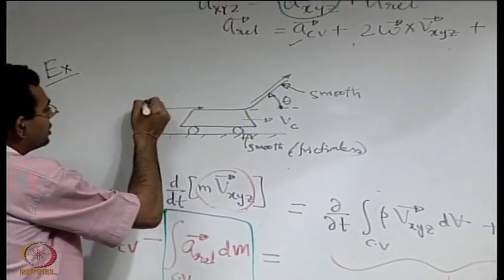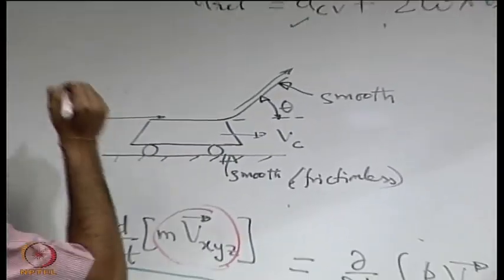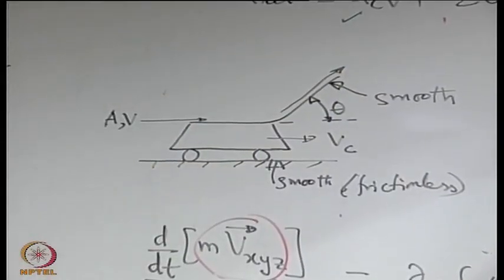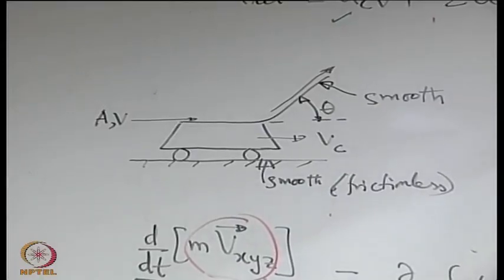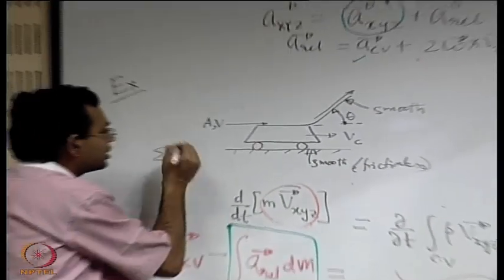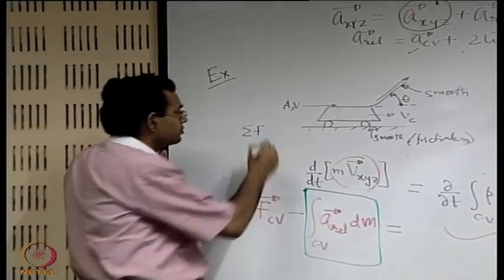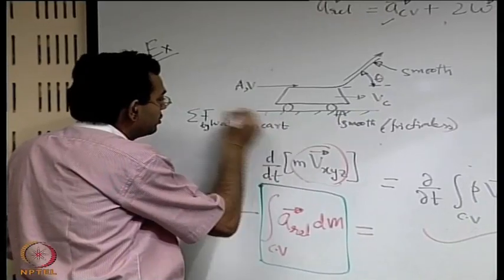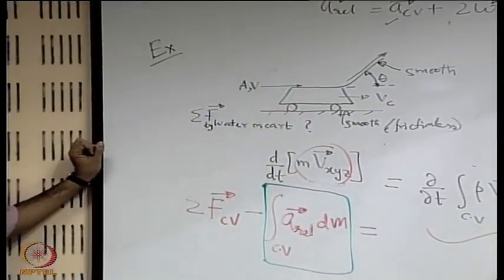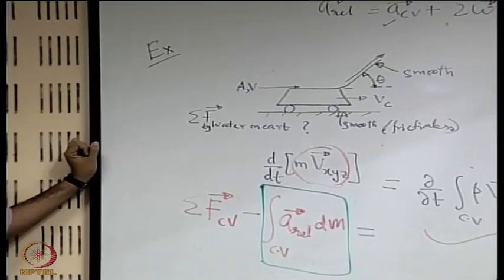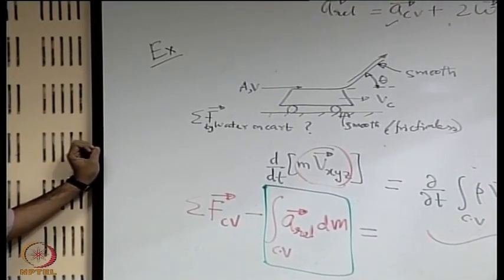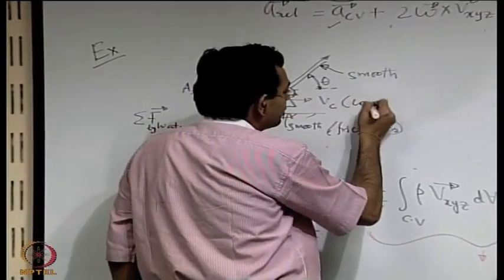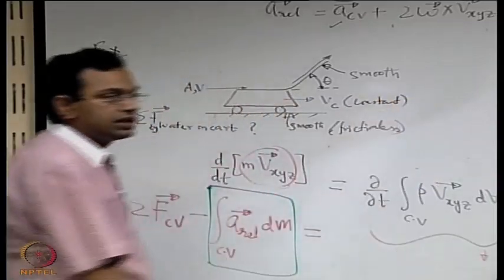The water jet comes out from an area A with a velocity V, and it gets deflected like this, and we are interested to find out what is the resultant force exerted by the water on the cart. What is that? That is the question. So, the only difference from the previous problem that we considered is that now it is moving, but this is constant. It is not moving with a variable velocity.